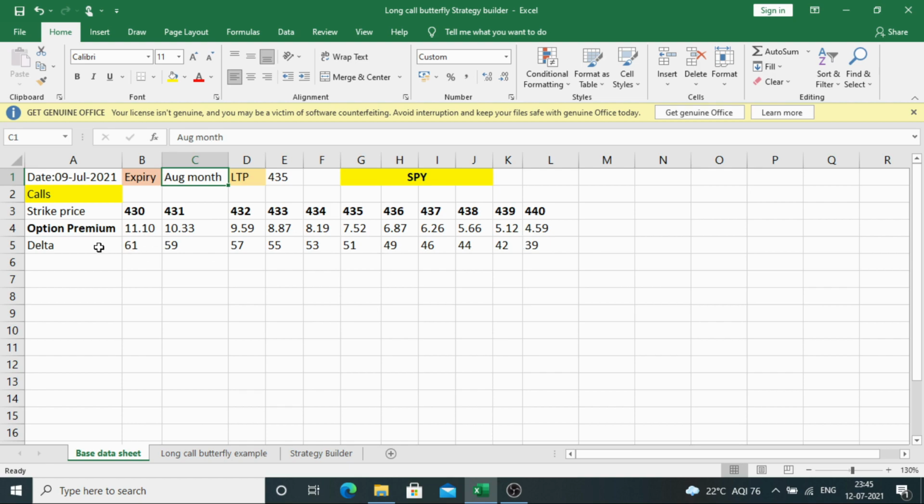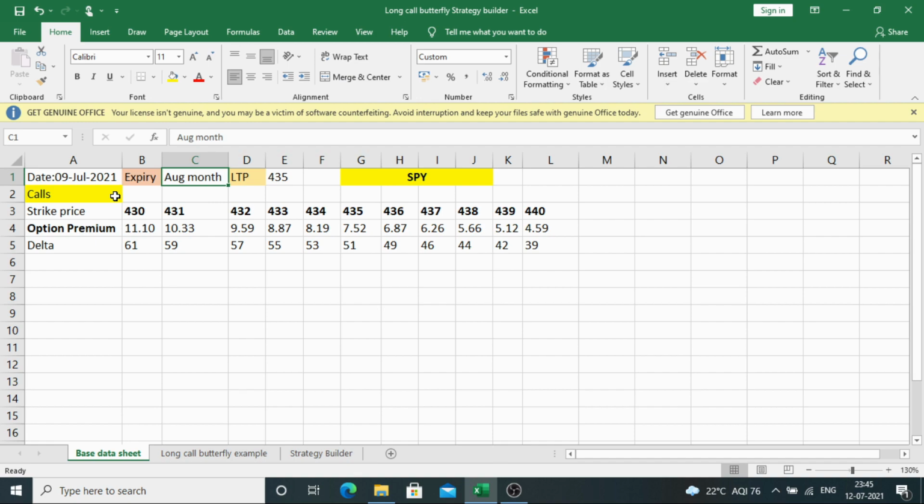What will the delta tell you? For example, if I say 430 delta is 61, some people write it as 0.61, 61%, or you can simply say 61, which will tell you that there is a 61% chance that this 430 call will be in the money. That means by the time of expiry, there is a 61% chance for the index to go above 430 or close above 430.